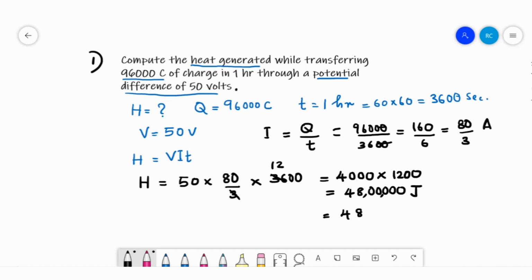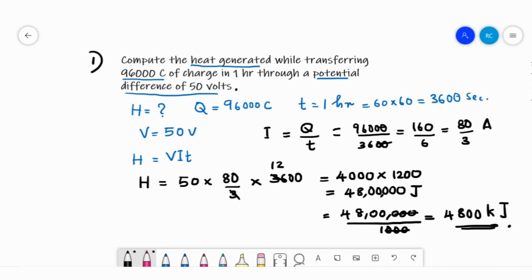So 48 lakh divided by 1000, so you can convert this into kilojoules. So you will get 4800 kilojoules of energy. Fine.